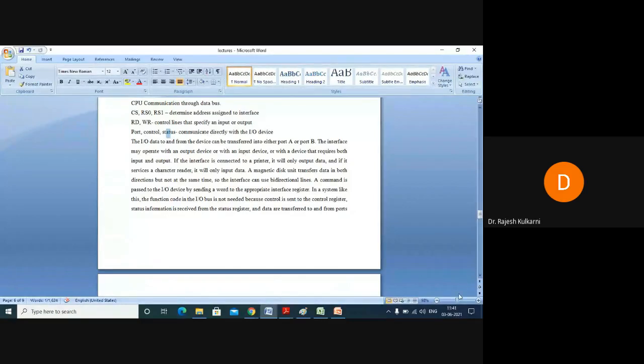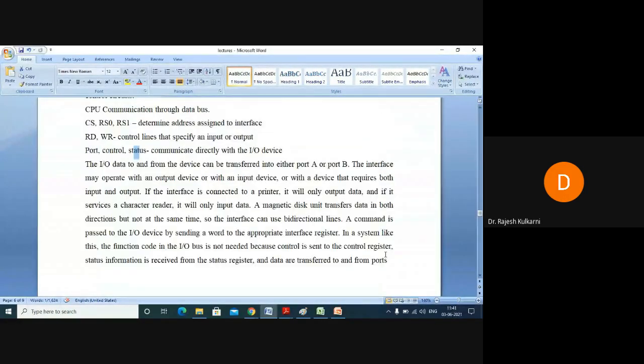So let us highlight what theory is written once we try to decode the diagram. The input output data will be transferred from port A and port B. The interface unit can operate with an output device, with an input device, or with a device which does both. For example, a printer is an output device, so it will only be giving output. If it is a character reader, then it is an input device. If it is a disk, it is both, is it not?